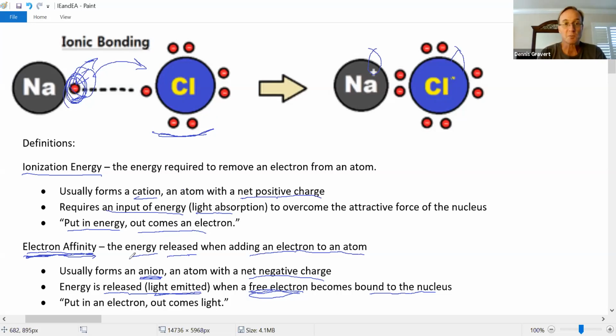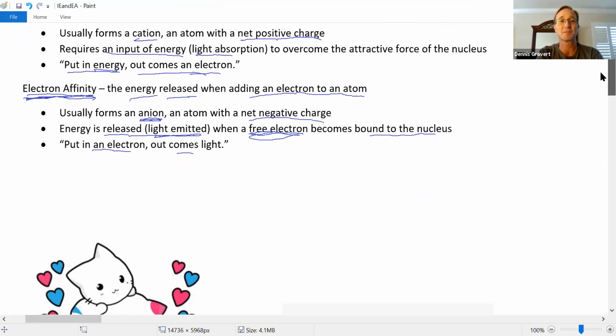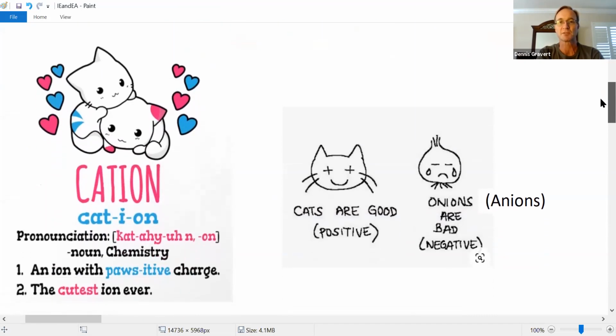Cool. So just remember, electron affinity is the opposite of ionization energy, right? So now we're going to put in an electron, and out will come energy. Everything's opposites in chemistry, it seems. Positive charge, negative charge, cations, anions. Put in energy, out comes an electron for ionization energy. Now we switch it. Put in an electron, out comes energy for electron affinity. Cool. That's essentially the whole point of this video. So if you got it, you can run, watch something else, try some homework problems or whatever. But here's a few more things to help us get through chemistry.